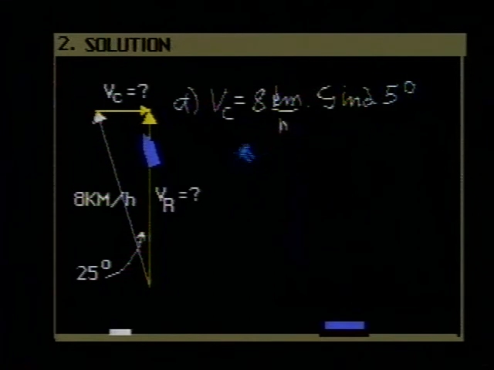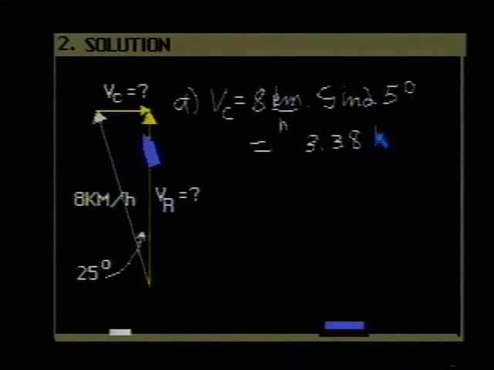And if you work that out, you will get 3.38 kilometers per hour. So that is the magnitude of the velocity of the current. Its direction is just the direction shown in the diagram.